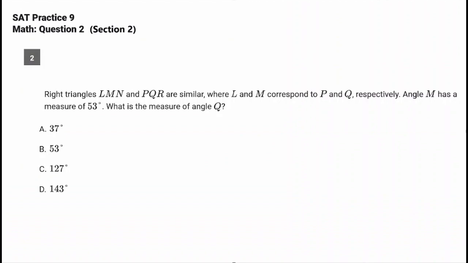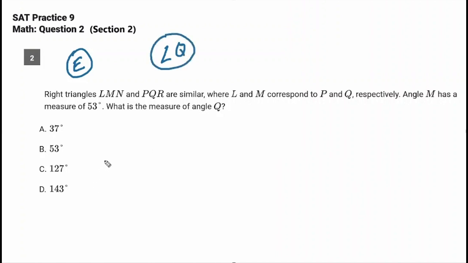We're on SAT Practice Test 9, Math Section 2, Question 2. What's the level of difficulty here? It's easy. This is the last easy question. Right triangles LMN and PQR are similar, where L and M correspond to P and Q respectively. Angle M has a measure of 53 degrees. What's the measure of angle Q? So we're looking for angle Q. Write it down and circle it.